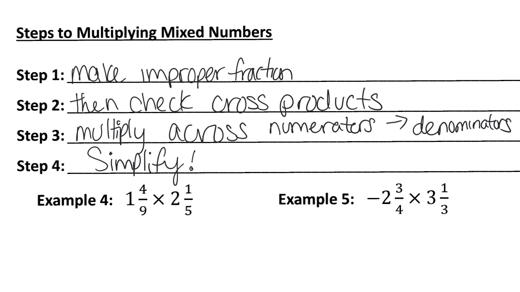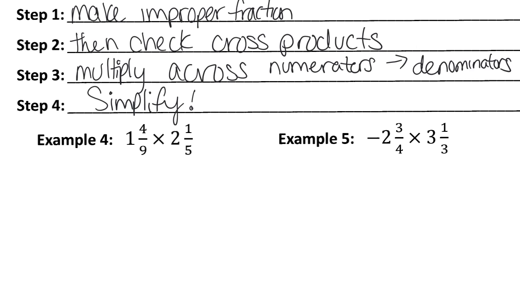So let's look at this first example. So we have to make them improper fractions. Hopefully by now you're an expert at this. But just to review, denominator times whole number, add numerator. 9 times 1 is 9. 9 plus 4 is 13 ninths. 5 times 2 is 10 plus 1 is 11 fifths. And we're multiplying. Check for cross products. 13 and 5, they're good. 9 and 11, there's nothing. So we multiply straight across.